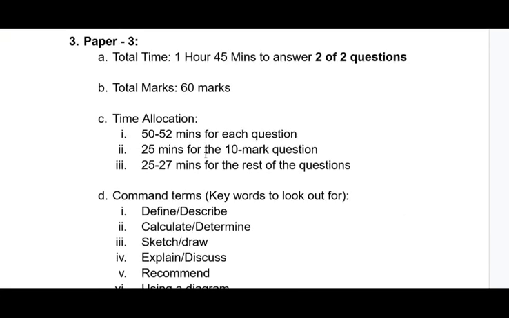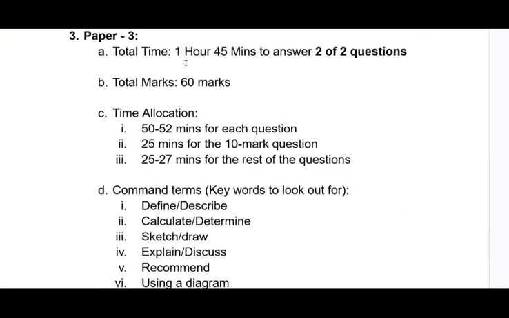Finally, we have paper 3, which is 1 hour and 45 minutes, where you have to answer 2 of 2 questions. So you want to allocate about 50 to 52 minutes for each of the questions, where you break that down into 25 minutes for the 10-mark question, the essay question in the end. And then the remaining 25 to 27 minutes you can allocate on the rest of the questions.